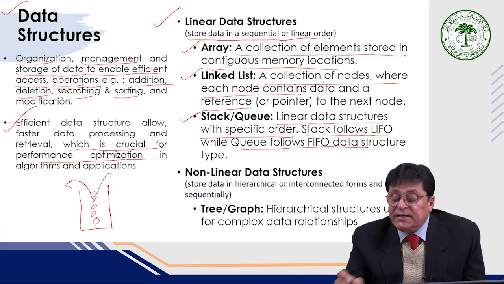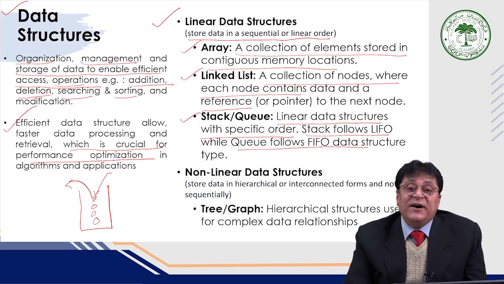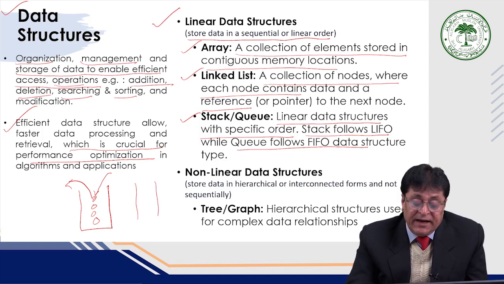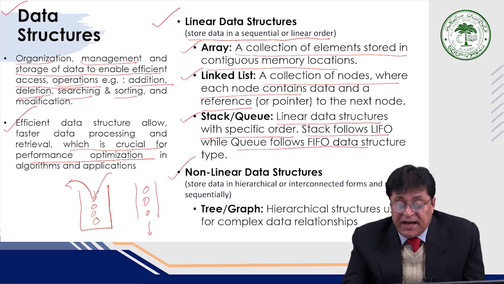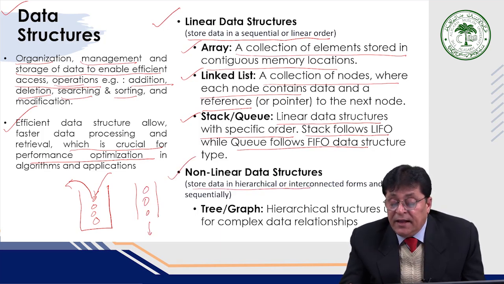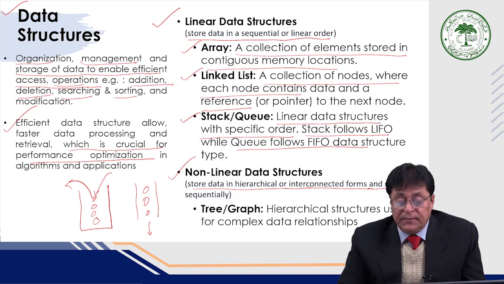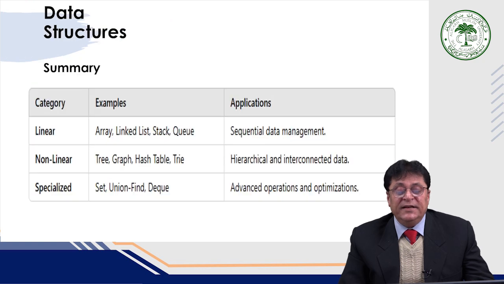And queue is a FIFO data structure type. FIFO means first in, first out. So it is something like this. We have a pipe. Whatever is entering first will come out first. Next is non-linear data structure, which stores data in hierarchical or interconnected forms or network forms, and it is not sequential. Trees and graphs are examples of non-linear data structure.